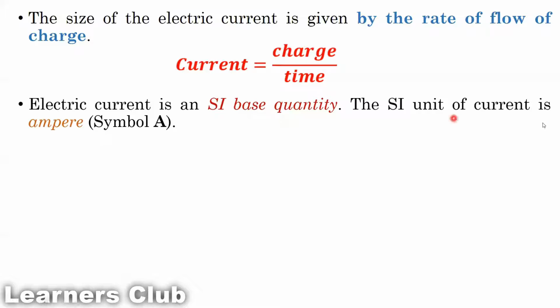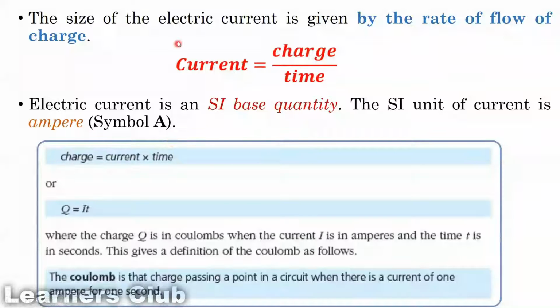The SI unit of current is ampere. The symbol is capital A. So we have this equation, current is equal to charge over time. From this, we can make charge the subject. We get charge is equal to current into time. Or we can write it in symbols, Q is equal to IT, where the charge Q is in coulomb, which is the SI unit of charge, when the current I is in amperes and the time t is in seconds.